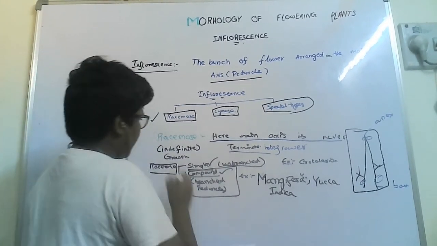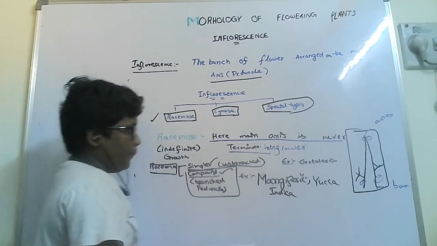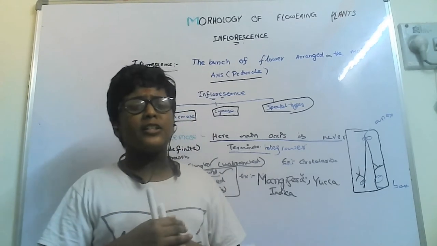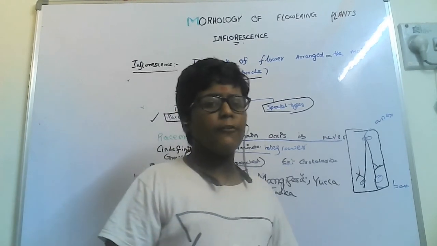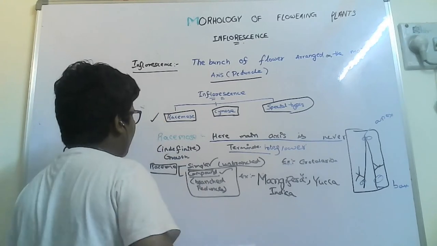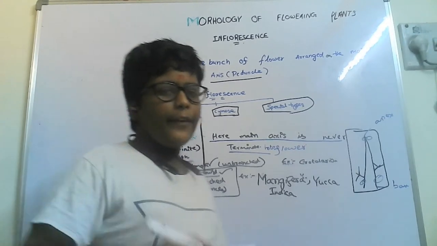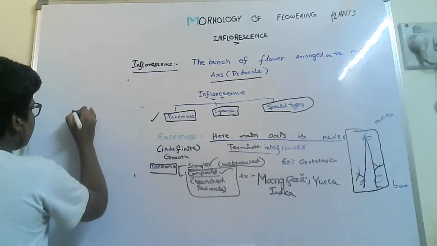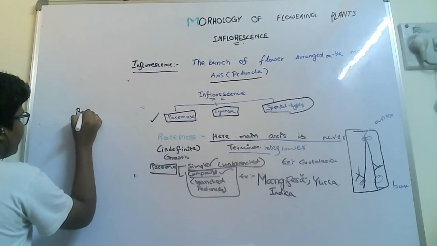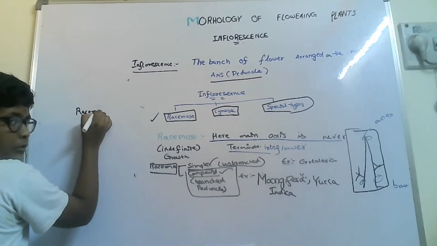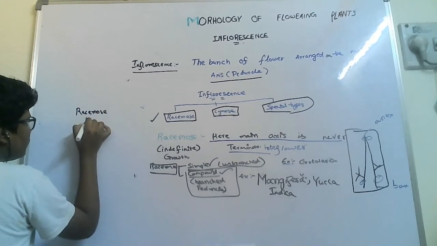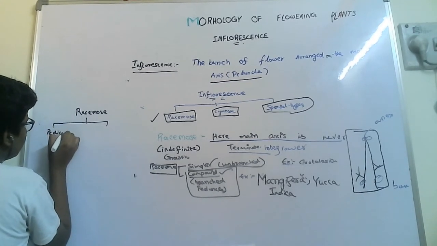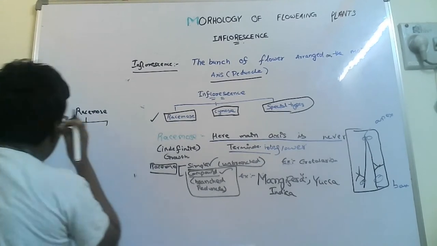First, what is meant by racemose? Here, the main axis, the peduncle, has indefinite growth and never terminates into a flower. And racemose is divided into two types based on the absence or presence of the pedicel: pedicellate and sessile.